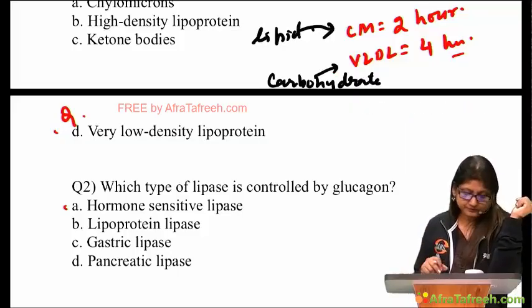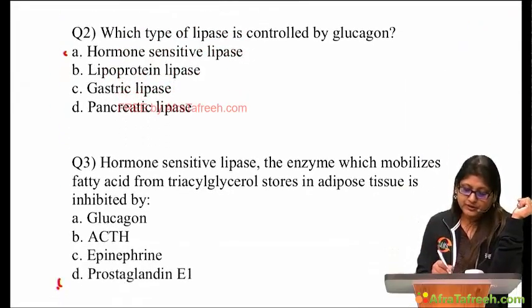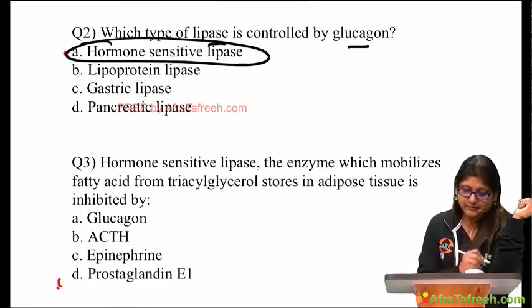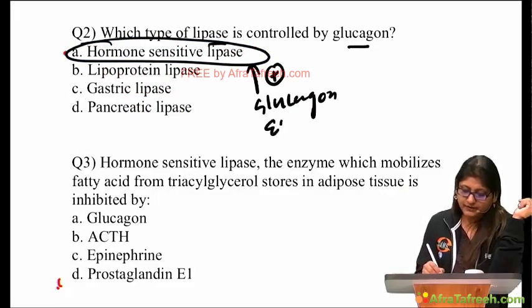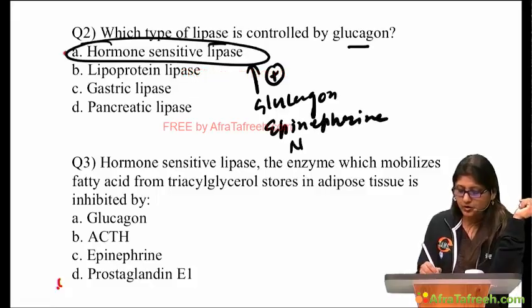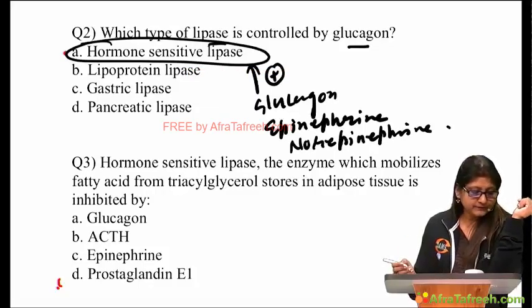Right? Next question. Which type of lipase is controlled by glucagon? The answer is going to be hormone sensitive lipase. This enzyme is getting activated by glucagon, epinephrine, and norepinephrine. Epinephrine, norepinephrine and glucagon. Right?